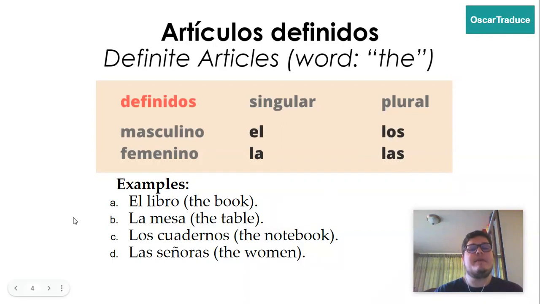We have some examples like el libro, the book, la mesa, the table, los cuadernos, the notebooks, las señoras, the women. El libro, la mesa, los cuadernos, las señoras.